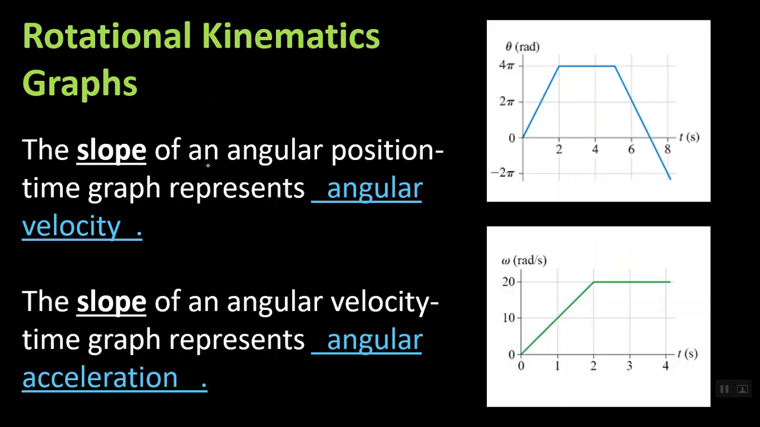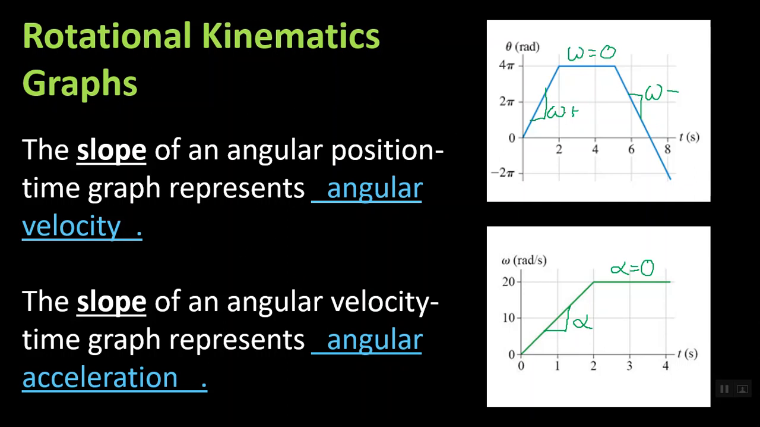When we are looking at rotational kinematics graphs, as long as you understand those graphs from Unit 1, you already know how these graphs work. The slope of an angular position versus time graph, so theta versus time, is going to represent angular velocity. And the slope of an angular velocity time graph is going to represent angular acceleration. Notice it's the exact same pattern, just instead of looking at these linear quantities, we are looking at the angular rotational quantities. So these are the two slopes that have meaning for our graphs.